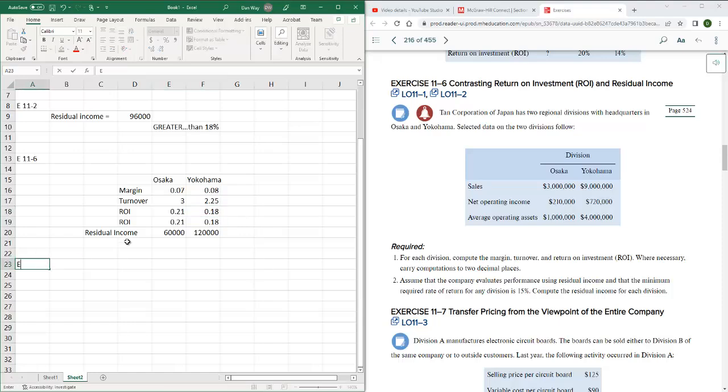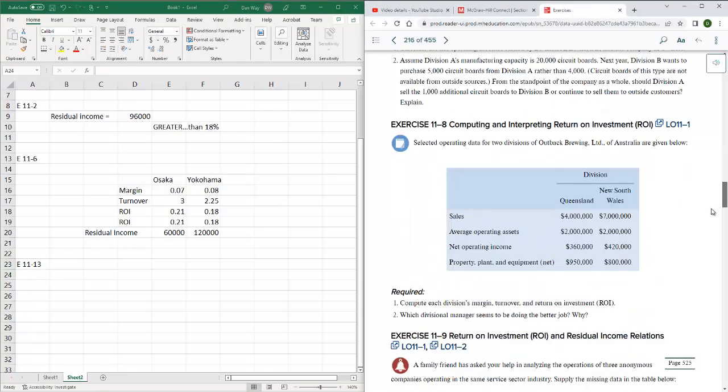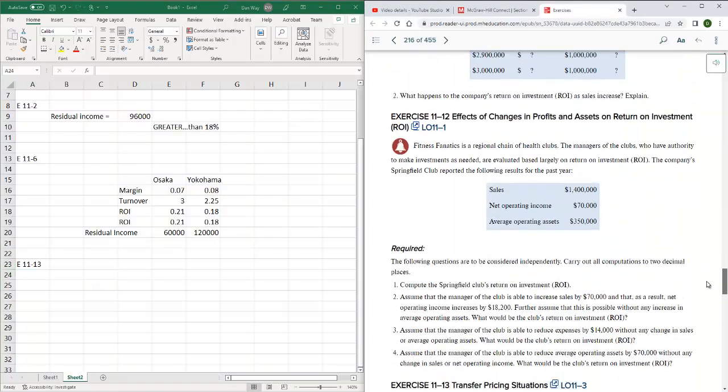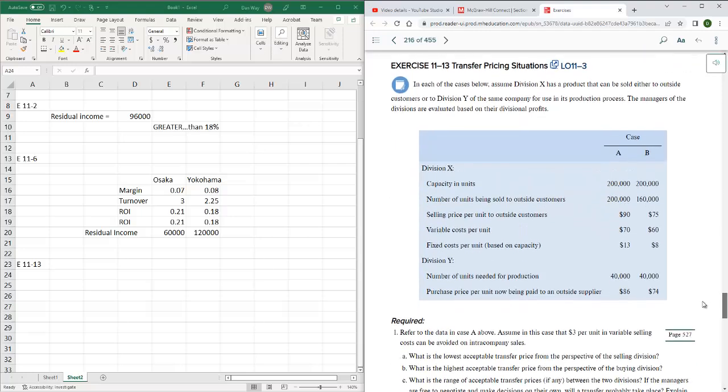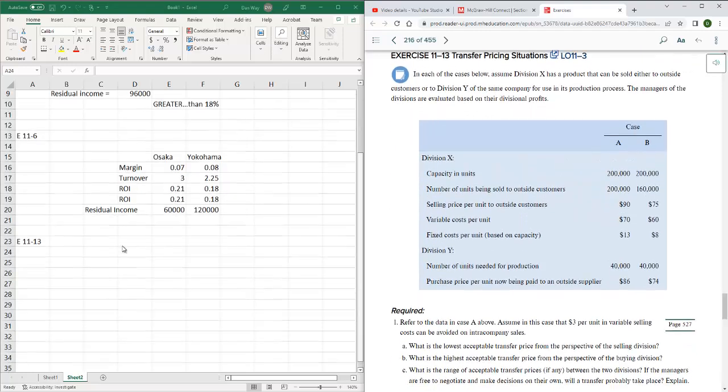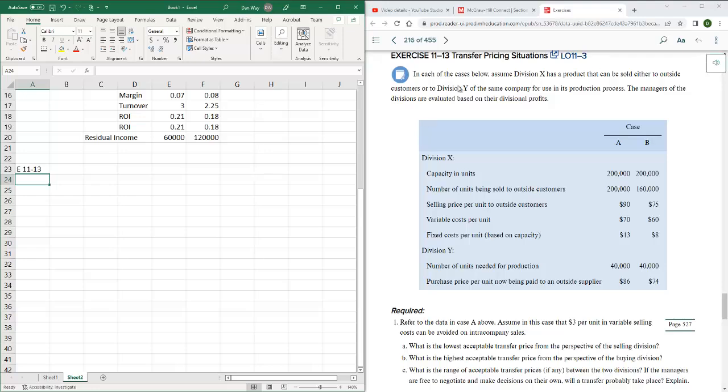Right, I'm going to jump ahead a little bit again to 11-13. I'm going to look at some transfer pricing considerations. So 11-13 said, in each of the cases below here, A and B, assume that Division X has a product that can be sold either to outside customers or to Division Y of the same company for use in its production process. The managers of the divisions are evaluated based on their divisional profits.